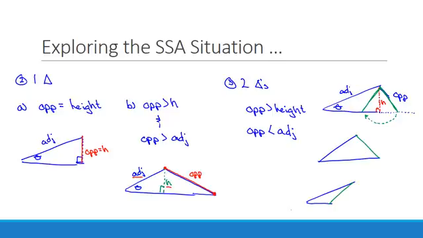I like to name them according to this angle down here. Maybe I'll use red. Okay, and in this one, this is an acute angle. You can see it's less than 90. And in this one, it's an obtuse angle. It's greater than 90. And that's always what occurs. You're going to have one acute triangle and one obtuse triangle. So that is how many different triangles are possible.